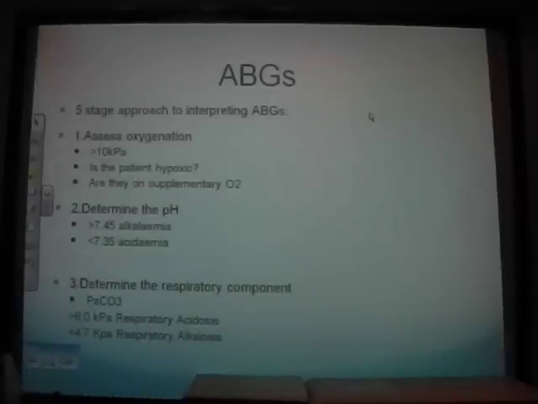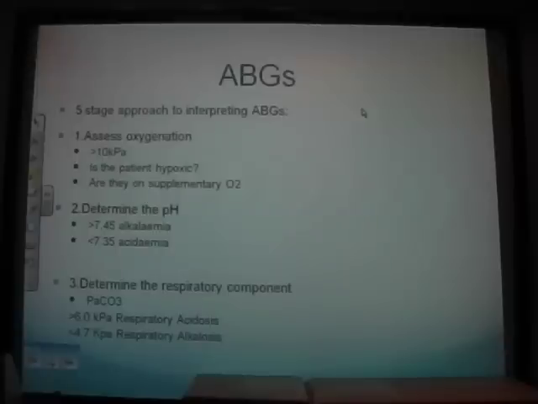Okay. Hi guys. My name's Ted. I'm an F1 respiratory at the moment. I'm going to quickly breeze over ABGs with you guys. I'm sure you guys have had lots of practice with them now, and so you probably know all about it. Okay, so really simple 5-step approach of interpreting ABGs.